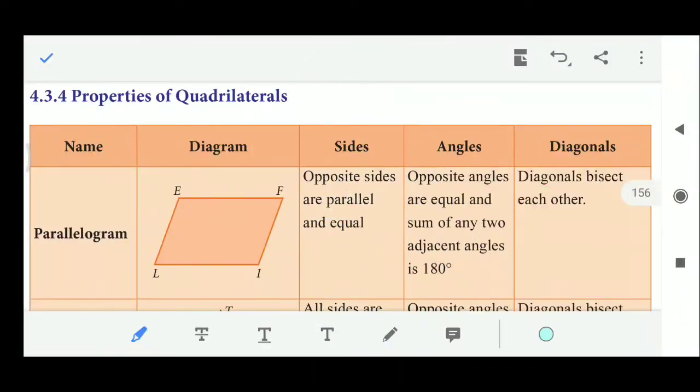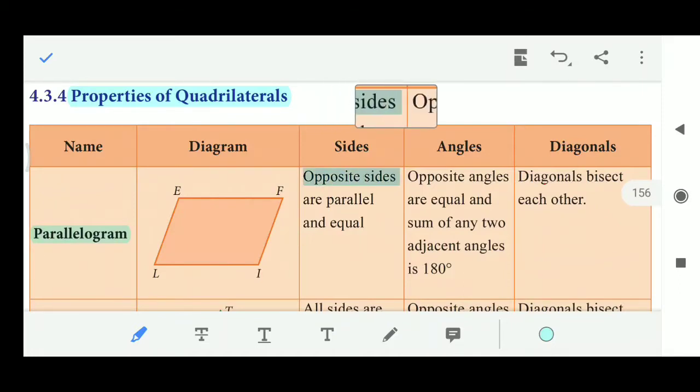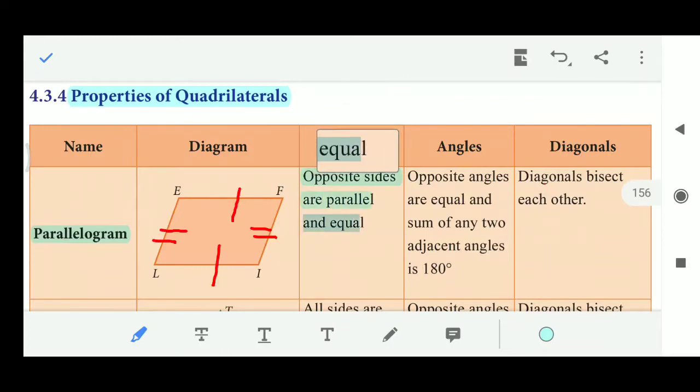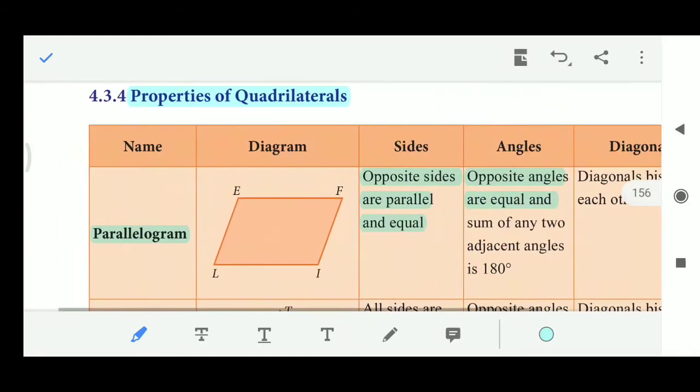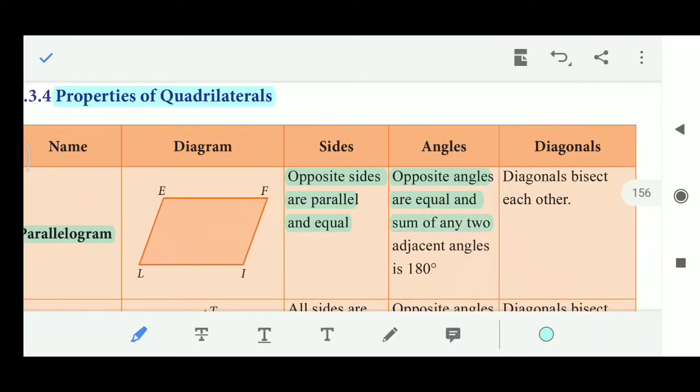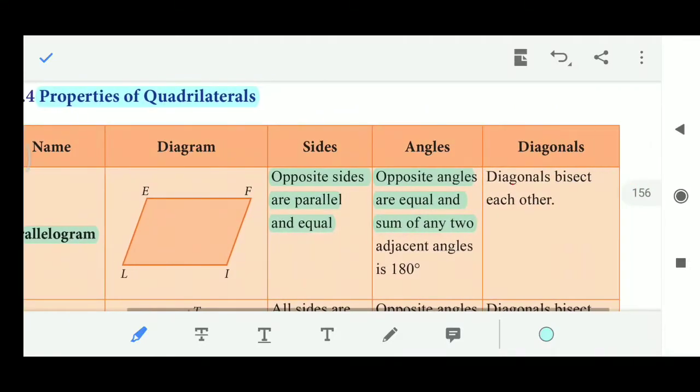Now we will see the properties of quadrilaterals. The first one is parallelogram. A parallelogram is a quadrilateral with opposite sides parallel and equal. That means the opposite sides EF and LI are parallel and equal. Opposite angles are equal and the sum of any two adjacent angles is 180 degrees. Here we have 4 pairs of adjacent angles.